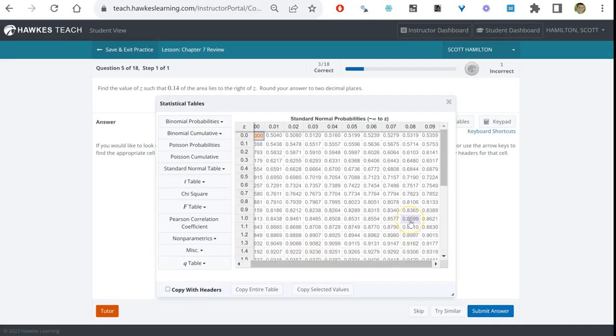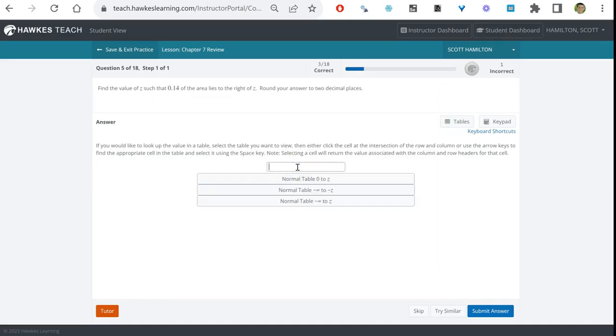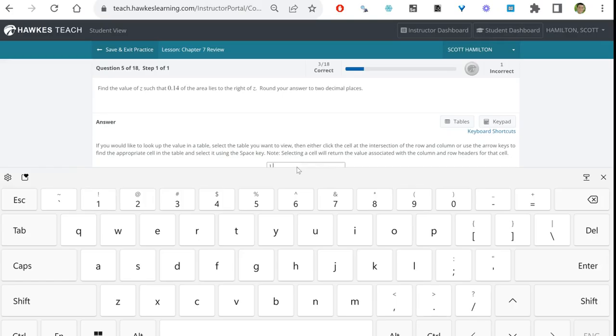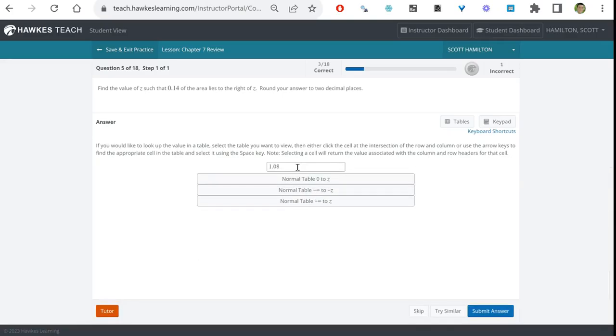Now, Hawks is funny in that on these where it's really close, normally the rule of thumb would be to go under. Hawks just wants you to find the closest one. So right here, I've got 0.8599, and this is going to be my closest value to 0.86. I'm going to go out to the edges here, and I've got 1.0 and 0.08. So my answer is going to be 1.08. And now I'm going to talk you through the other way to do this.